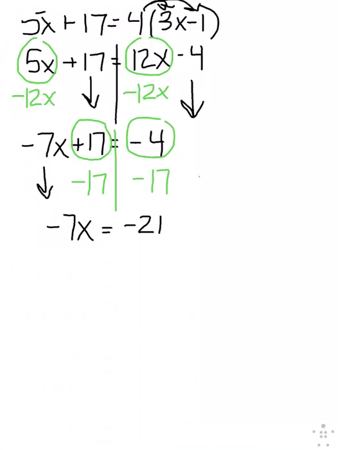My last step, and it's always my last step when you are only left with two numbers, is to divide. In this case, we're dividing by negative 7. And we would get x equals 3. The equation x equals 3 is a one solution problem, so the answer is B, one solution.